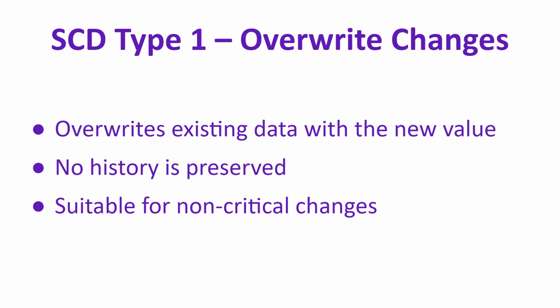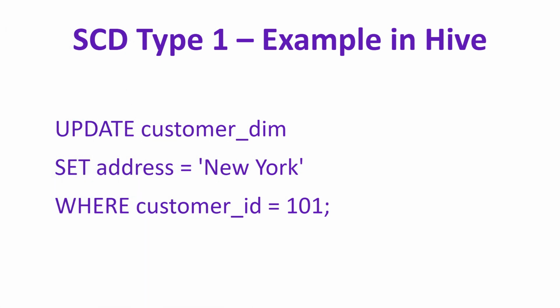SCD type 1 is straightforward. You can update the dimension table with the new value. There's no historical tracking. This works well for non-essential changes like email updates or minor spelling corrections. In Hive, if your table is transactional and stored as ORC, we can use an update statement to overwrite data. Here we are updating the address of customer 101.